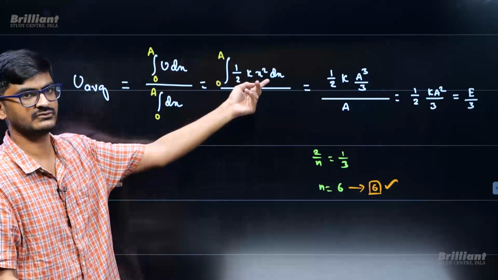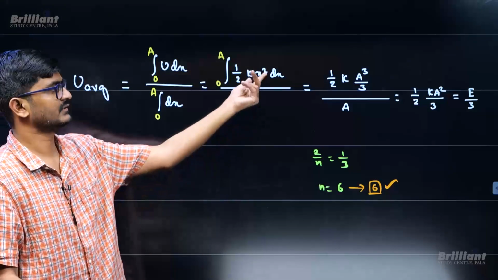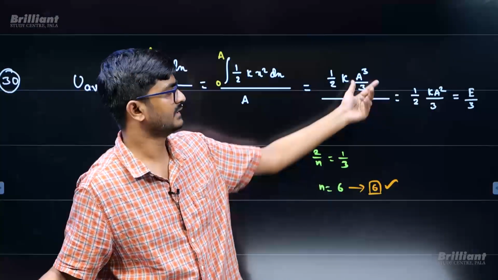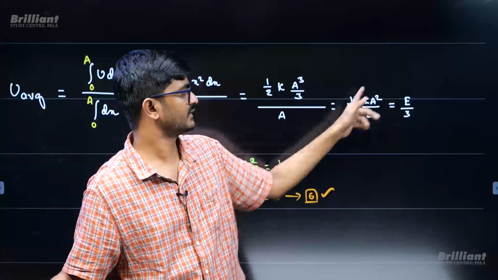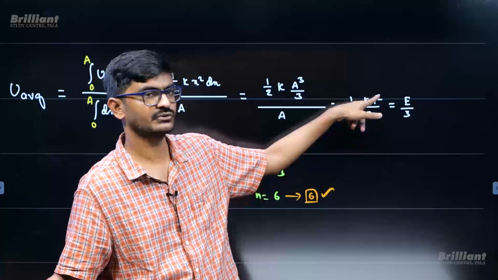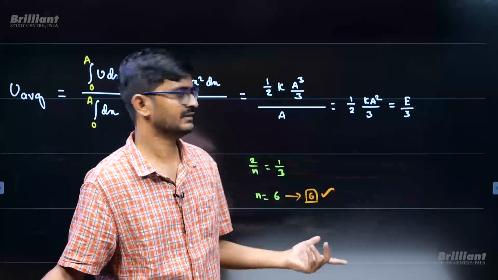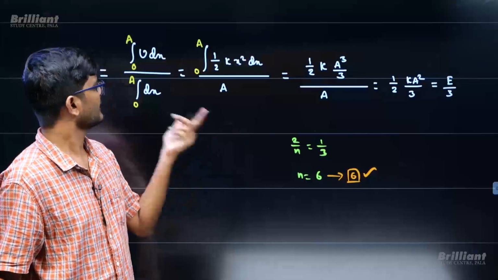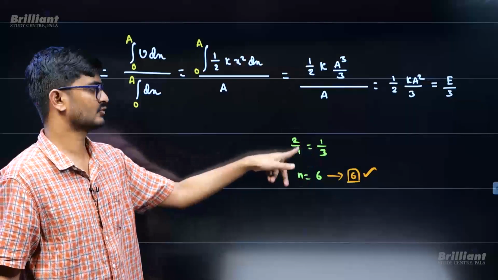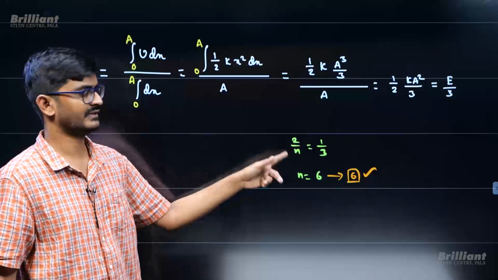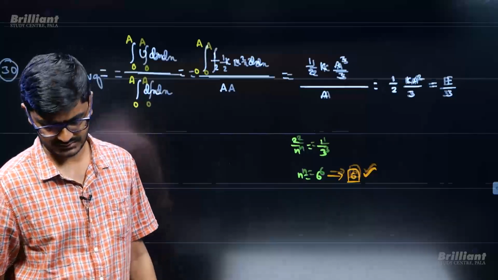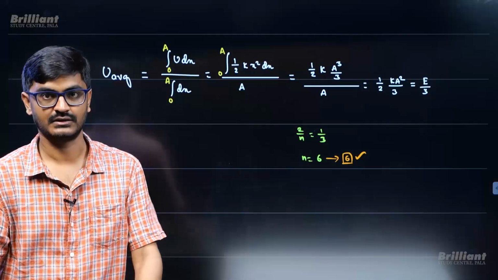Potential energy is half k x square. This integration is simple. Now this is x cube by 3, which is a cube by 3. Now when you see it, half k a square is the total energy. So this is total energy by 3. Now the ratio is 1 by 3. 1 by 3 is given as 2 by n in the question, and they asked what is the value of n. The n value is 6, right? Yes, that's all right. Thank you.